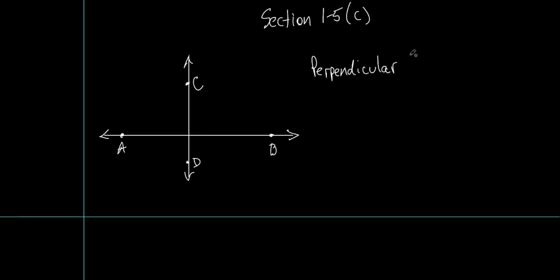We have a special symbol for perpendicular. The symbol looks like this. Kind of looks like an upside down T. All right, that's the symbol for perpendicular. So what if they said this? What if they said that line AB is perpendicular to line CD?